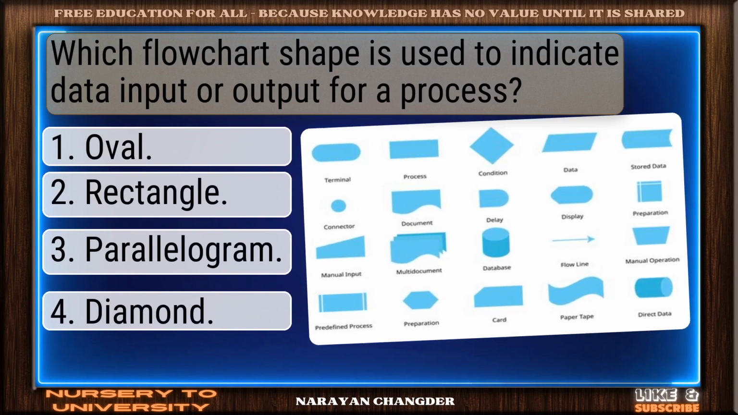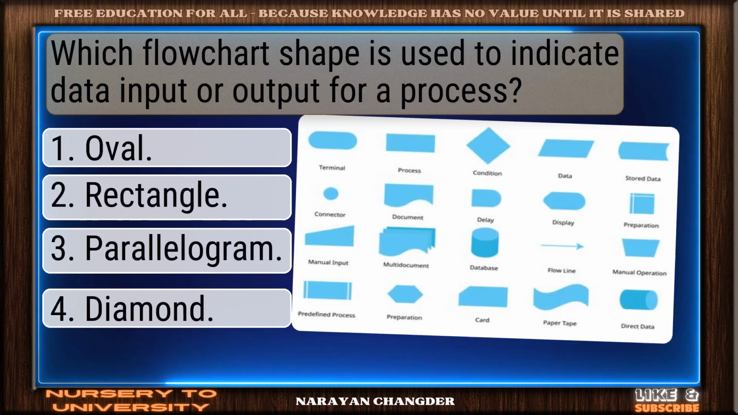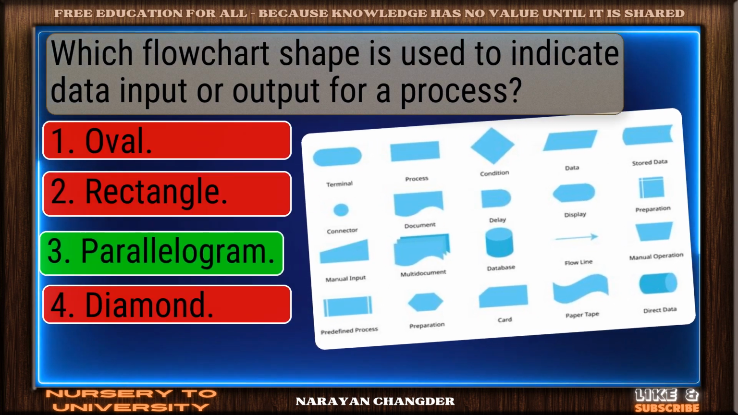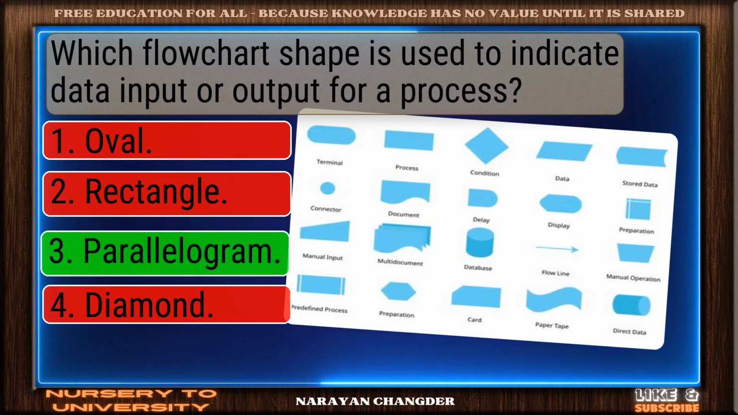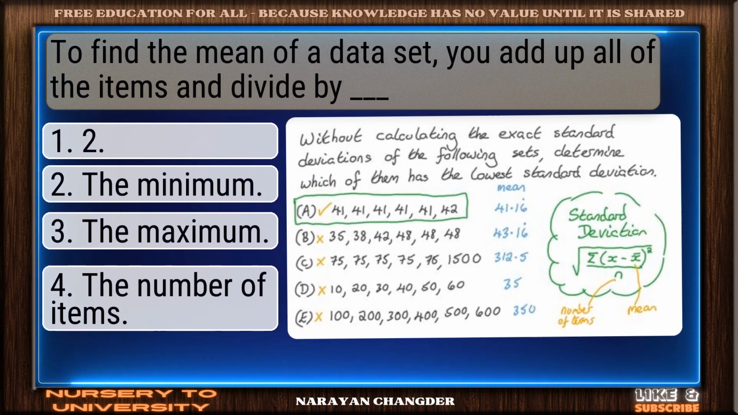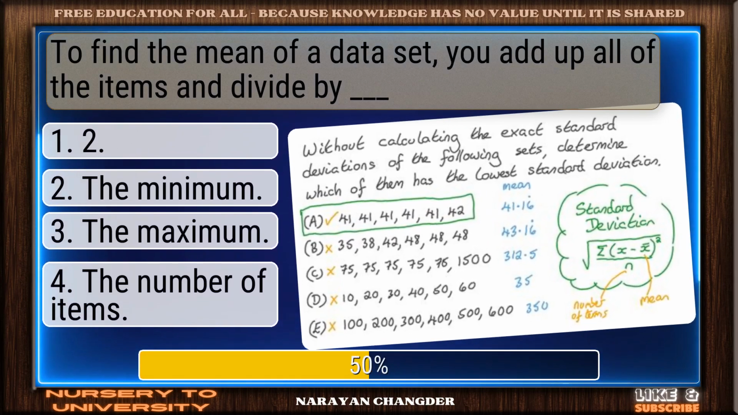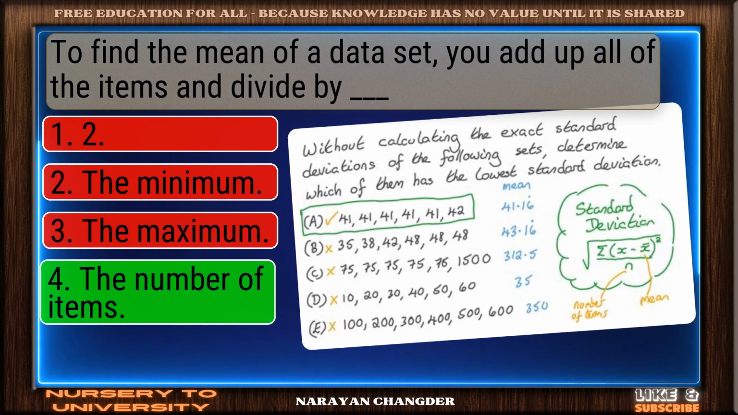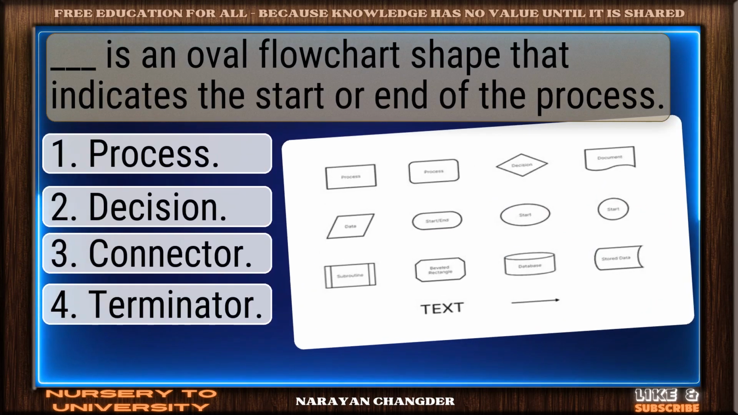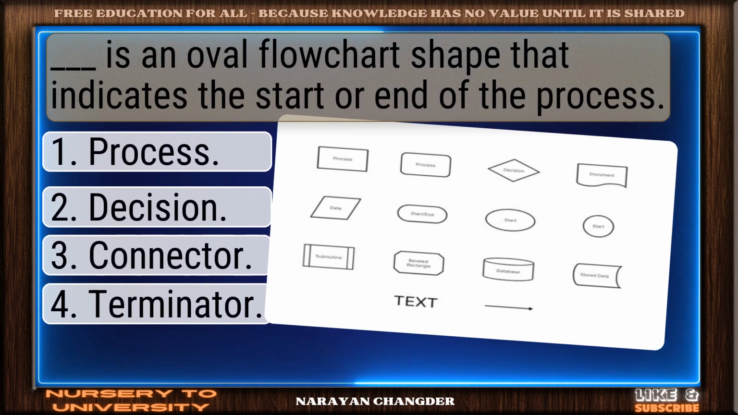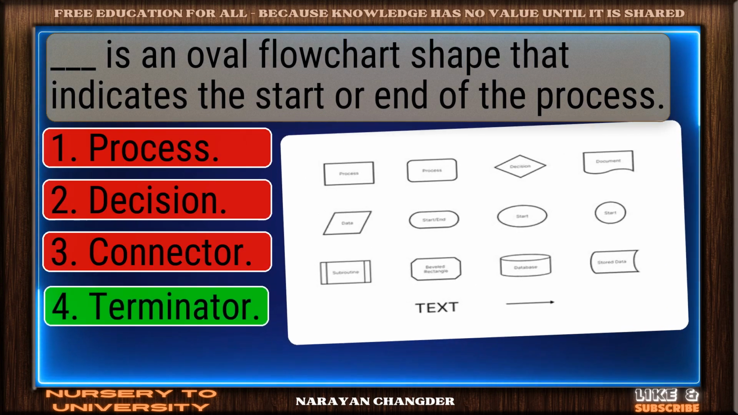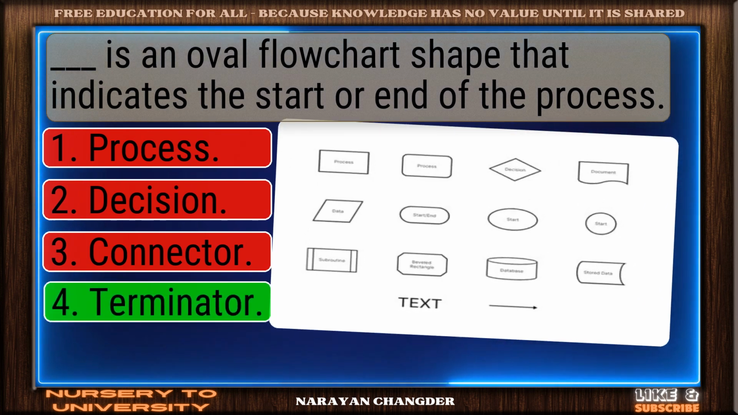Which flowchart shape is used to indicate data input or output for a process? Excellent choice. Parallelogram is right. To find the mean of a data set, you add up all of the items and divide by dash. Solid response. The number of items is valid. Dash is an oval flowchart shape that indicates the start or end of the process. Good job. Terminator works well.